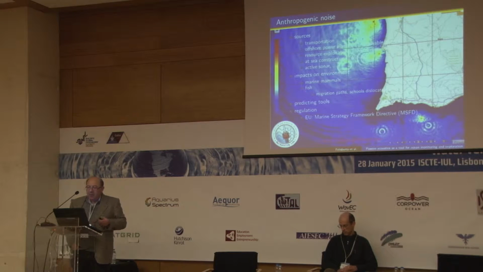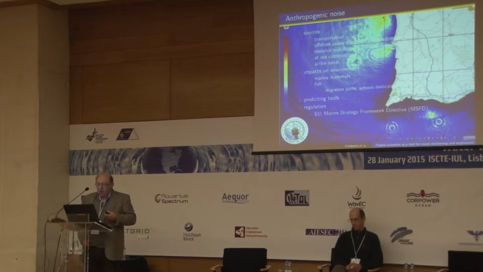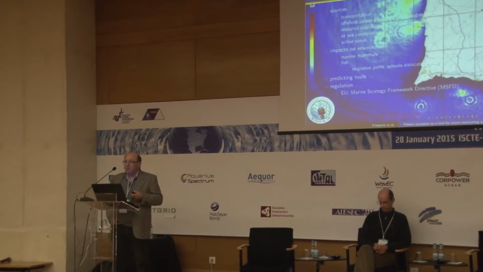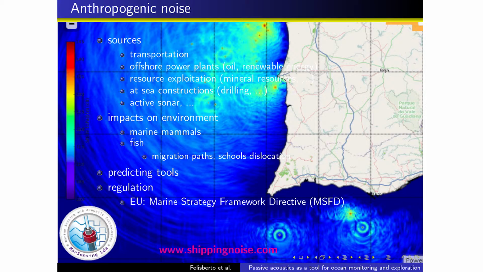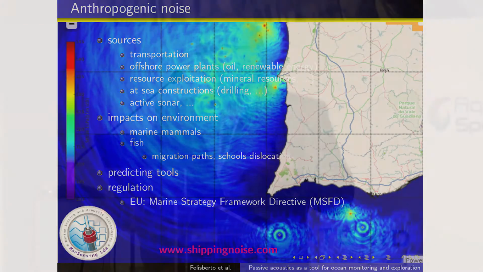One source of noise is man-made noise. There are different sources of man-made noise: shipping noise, offshore power plants, and resource exploitation. There are a lot of sources of man-made noise. There are environmental impacts on marine mammals and fish, such as changes in the migration paths of the fish due to the noise. There are school dislocations, and nowadays predicting tools are being developed.